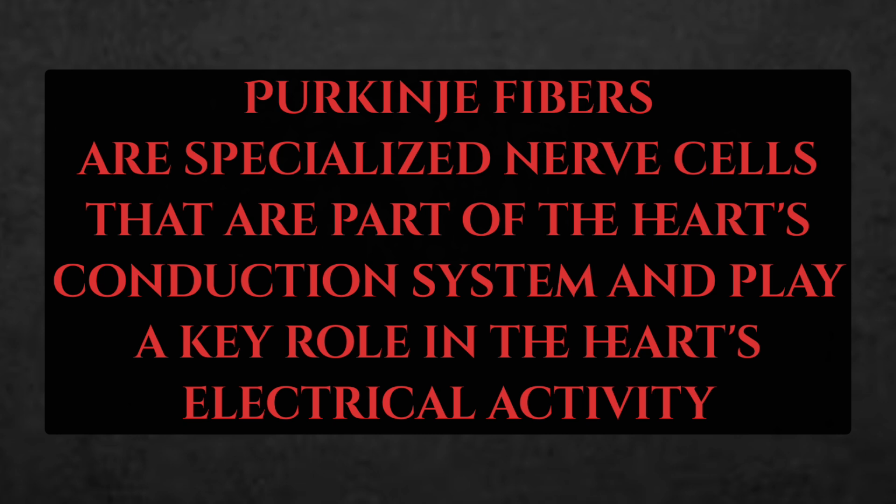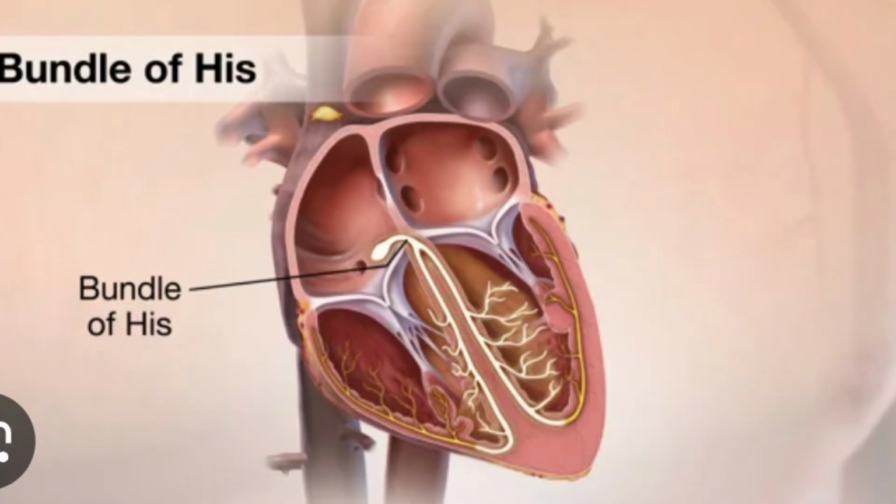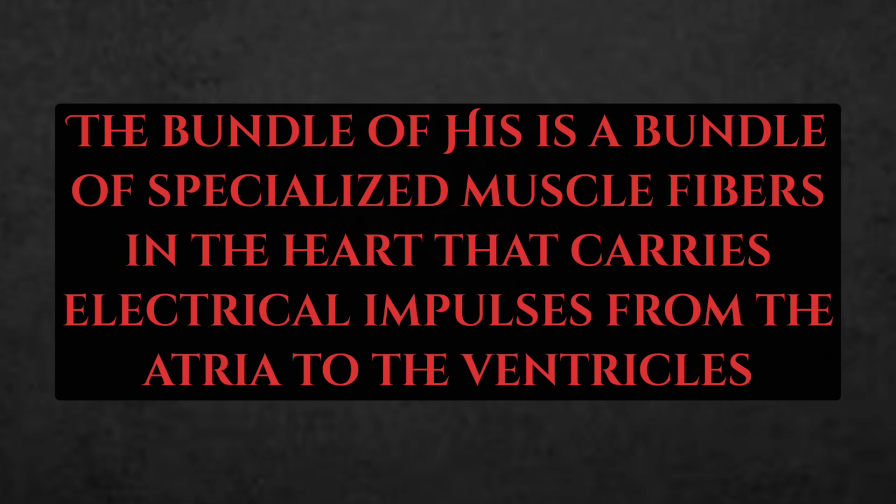Purkinje fibers are specialized nerve cells that are part of the heart's conduction system and play a key role in the heart's electrical activity. The bundle of His is a bundle of specialized muscle fibers in the heart that carries electrical impulses from the atria to the ventricles.